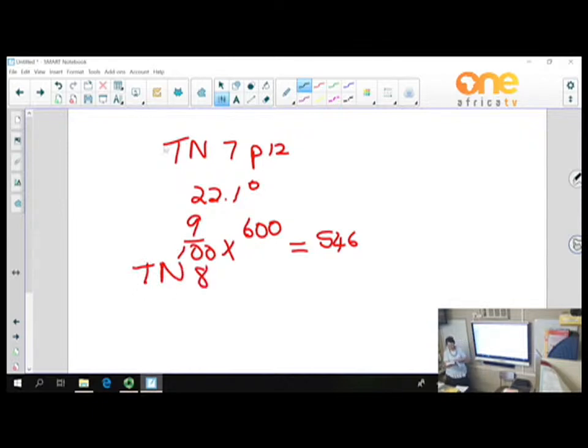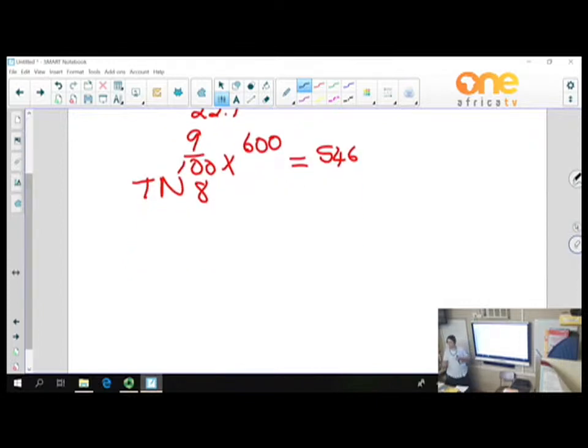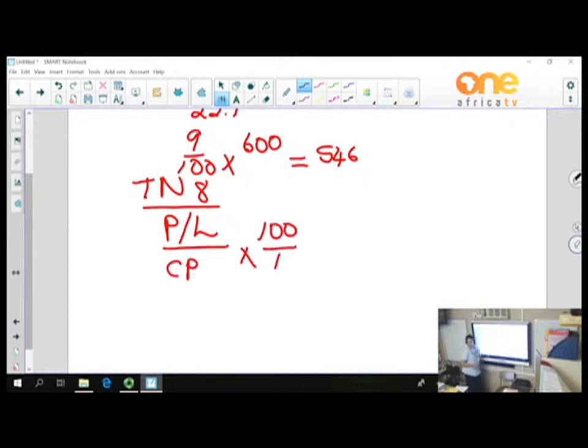A damaged coat cost 180 when new, is sold for 100. What is the percentage loss? Now people, this kind of question is often answered wrongly. Because the formula that we have to use here is profit or loss on the cost price times 100 over 1. But the problem is you never calculate the profit or loss. You just put the two numbers on top of each other. That's the mistake that the learners make.